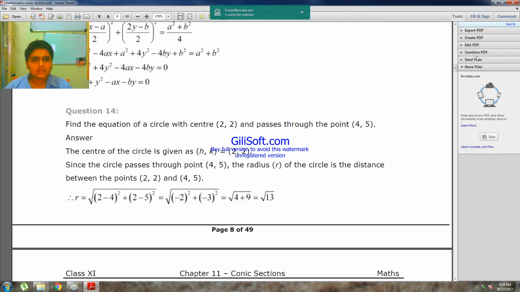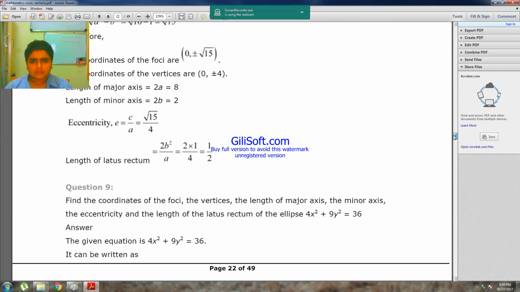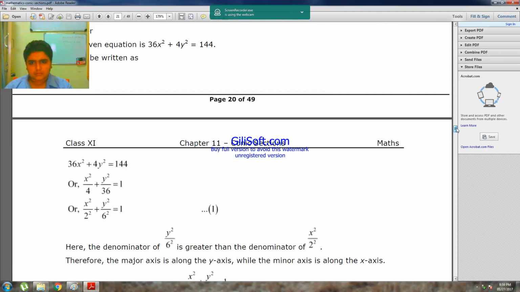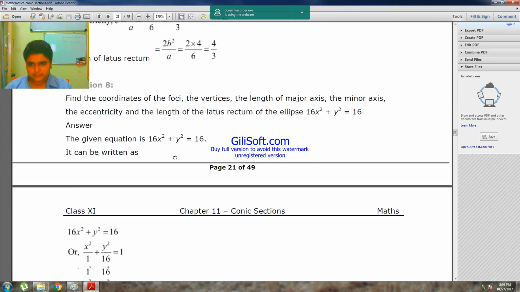Circle, circle, circle. That is ellipse.